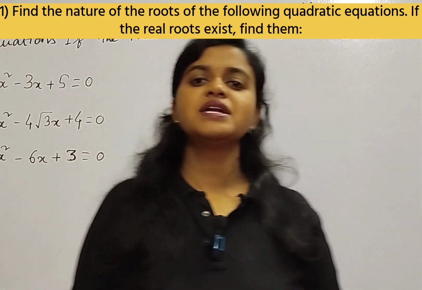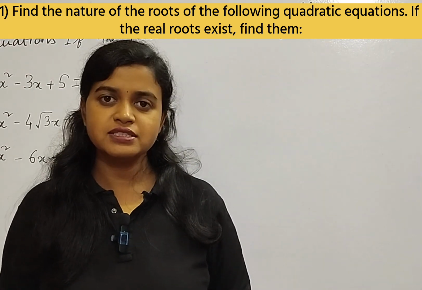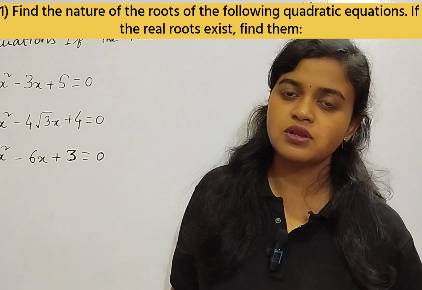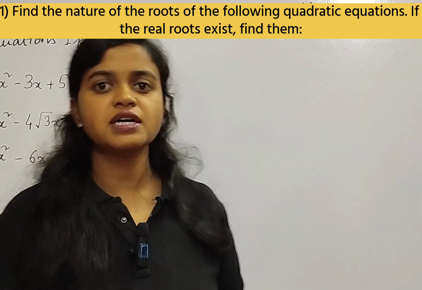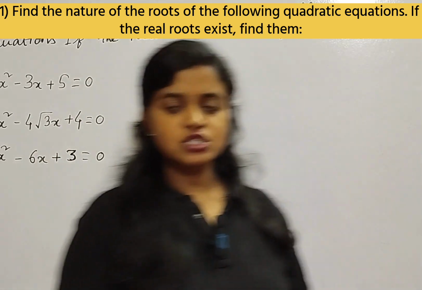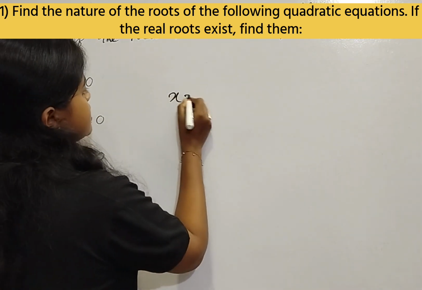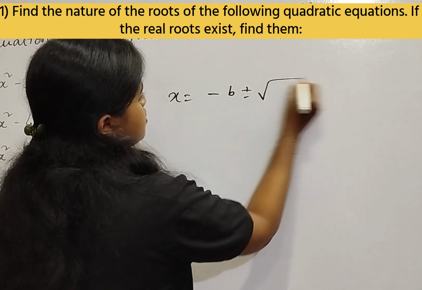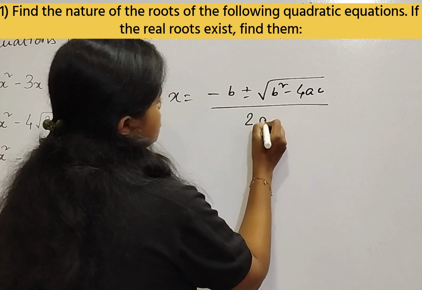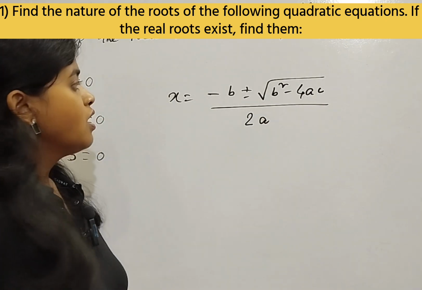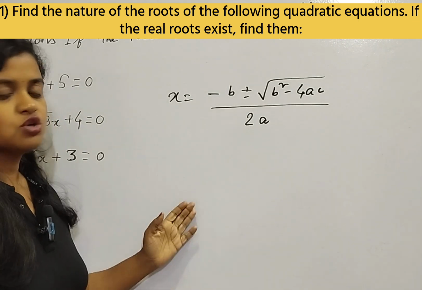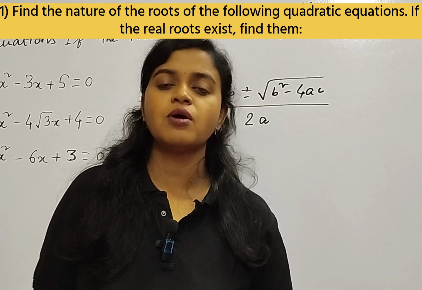So in this class we will discuss exercise number 4.3. In exercise number 4.3 all the questions will be discussed on the basis of a special formula called the quadratic formula, and this quadratic formula is: x equals minus b plus minus root over b square minus 4ac by 2a. So using this formula we will discuss the entire questions of this exercise, and this formula is also called the Acharya formula.